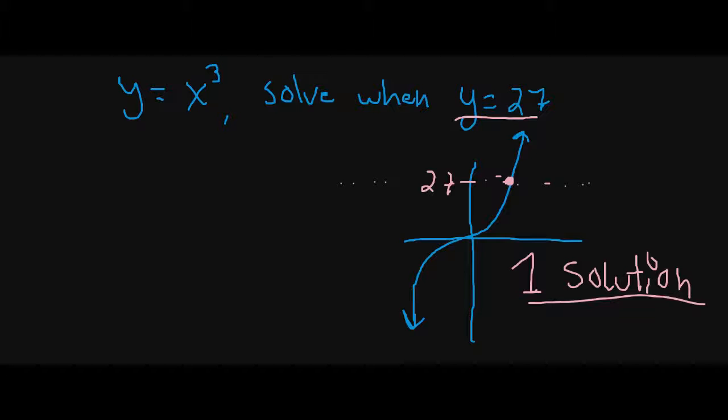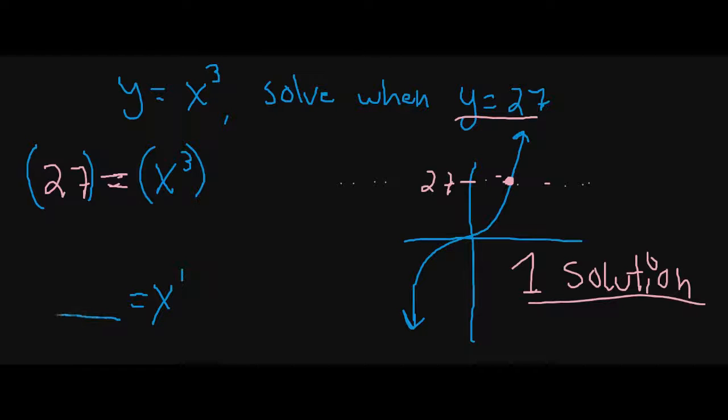All right, so now I'll go ahead and set this up. We're going to get 27 is equal to, I put it in for y, x to the third. Now this is the exact same idea. I want to get rid of this 3 on the exponent. My goal is to get x to the 1 equals some answer. It's just going to be one solution.